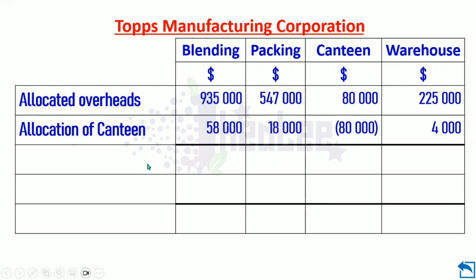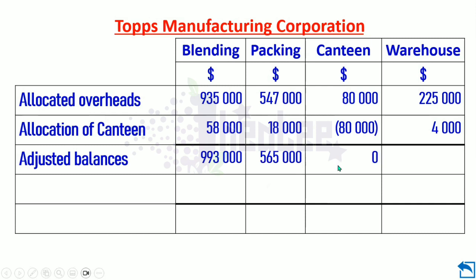Now, we are going to proceed to adjust the balances after the allocation of canteen. For blending, we have a total of $993,000. Packing is $565,000. The canteen, we have no cost remaining in that because that was allocated. And warehouse now stands at $229,000. Now that we have done the canteen and indicated the adjusted balances, we are now going to proceed to the allocation of the warehouse.